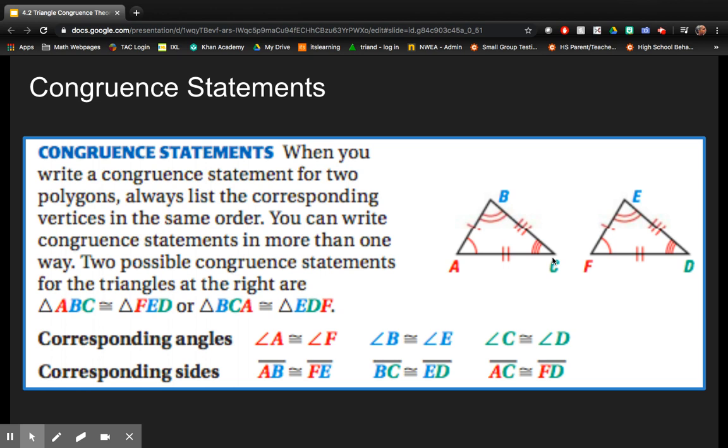And AC, 1 angle marking to 3 angle markings, would correspond with FD, 1 angle marking to 3 angle markings. Or you can note, as well as noting, that 1 tick mark would be congruent to 1 tick mark, and so on and so forth.